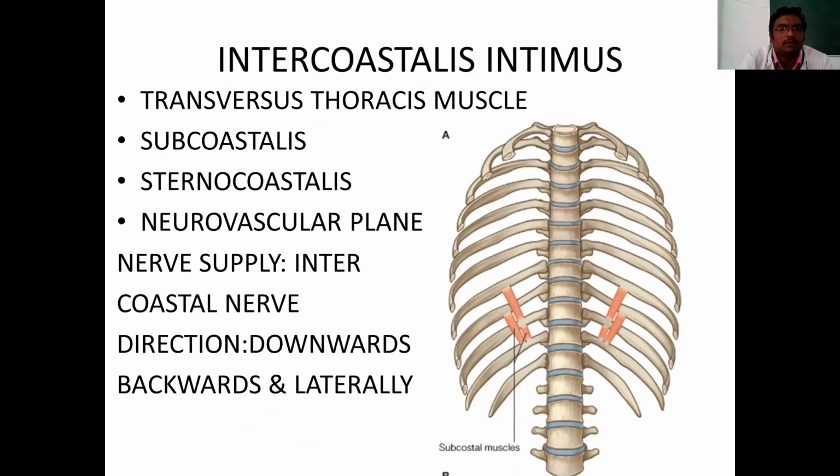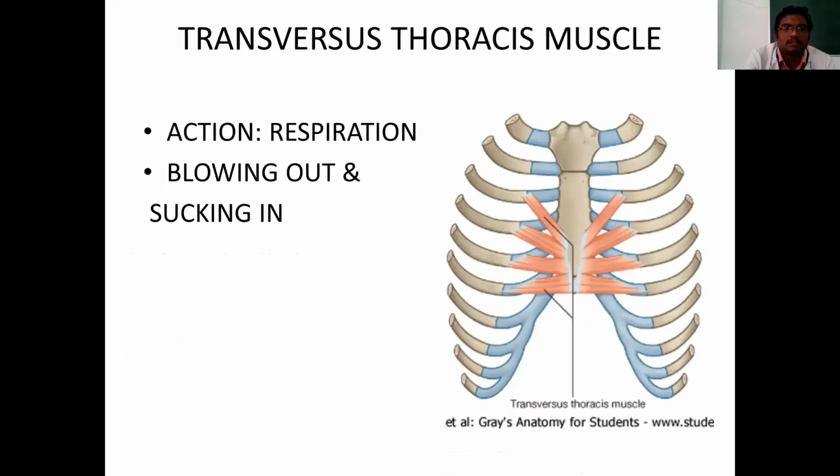So what is the neurovascular plane? Here you would be able to get the neurovascular plane. As you see, the first one you will be able to get is the transverse costal muscle. So this is seen here. These are the transverse costal muscles. They are 3 to 4 in number, which take origin from the ribs, and they get inserted into the posterior aspect of the body of the sternum and xiphoid process.